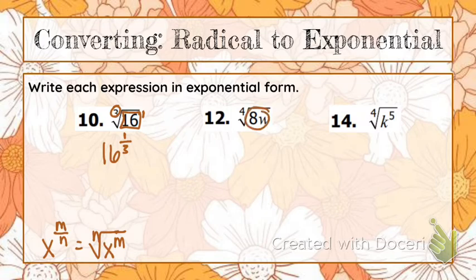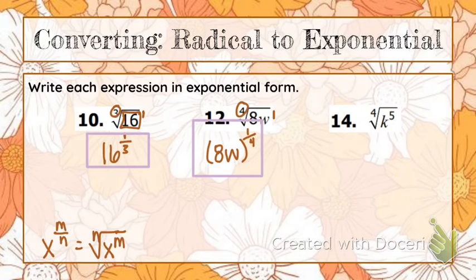Now this one where we have multiple things under the radical, we have to write 8w in parentheses. So we're going to have 8w, and then it's to the power of 1, so that is a 1 as a numerator, and then a 4 on the denominator. All right, that's it for that one. So we got this answer, we got this answer, and now we got this guy. So k to the 5 over 4 power. That's it. All done.